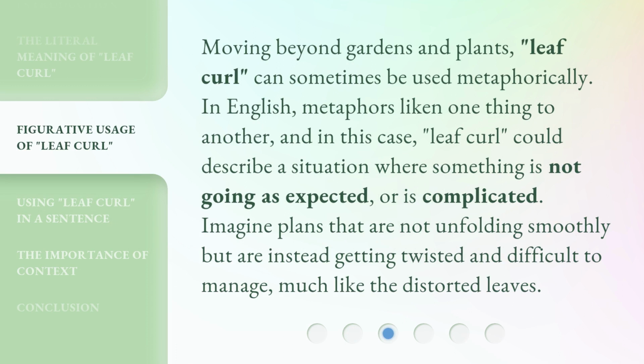Moving beyond gardens and plants, leaf curl can sometimes be used metaphorically. In English, metaphors liken one thing to another, and in this case, leaf curl could describe a situation where something is not going as expected or is complicated. Imagine plans that are not unfolding smoothly but are instead getting twisted and difficult to manage, much like the distorted leaves.